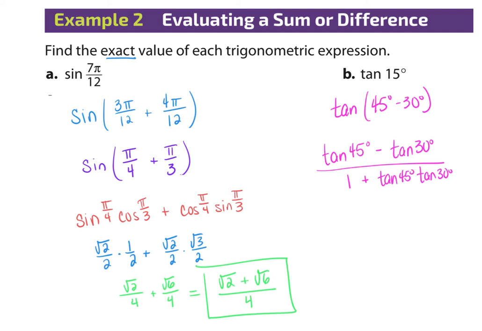So tangent of 45, that's actually an easy one. What is the tangent of 45? 45 is sine and cosine are the same, so the tangent is just 1. Tangent of 30, that's going to be 1/2 over the square root of 3 over 2, right? So we keep change flip, what happens? Square root of 3 over 3, yeah. All right. And then on the bottom, I have 1 plus tangent of 45 is 1, tangent of 30 is square root of 3 over 3.